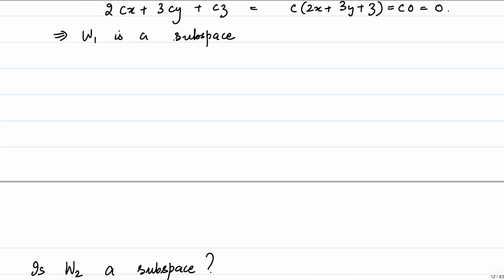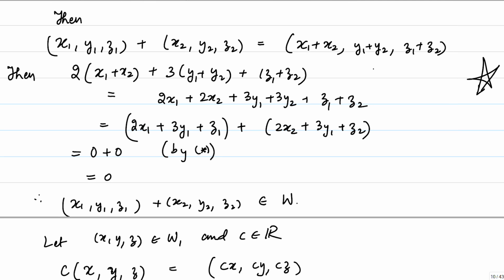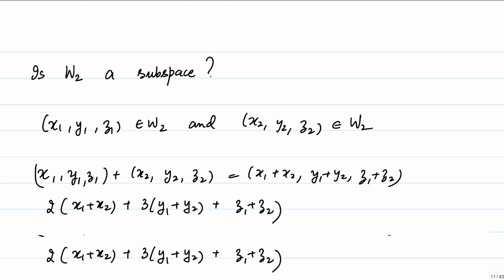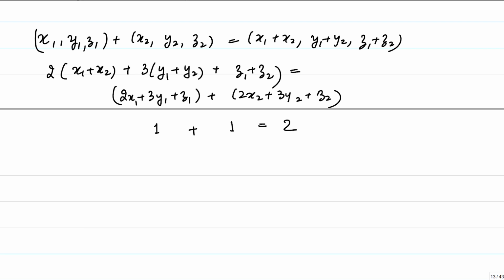Now, let me show you what was put in star. Yeah, so maybe this is what I would like to put in star. The same argument tells us that this is equal to 2x1 plus 3y1 plus z1 plus 2x2 plus 3y2 plus z2. But what is 2x1 plus 3y1 plus z1? That is equal to 1 because (x1, y1, z1) belongs to W2. Similarly, this is also equal to 1 and the sum of these two will give you 2.